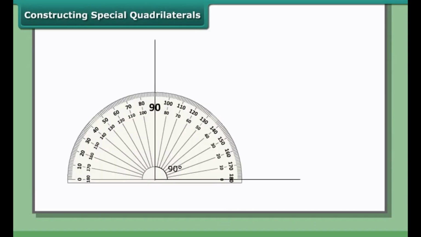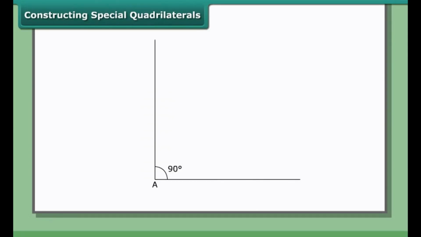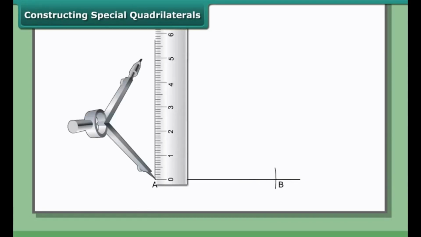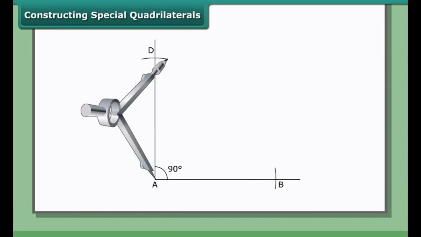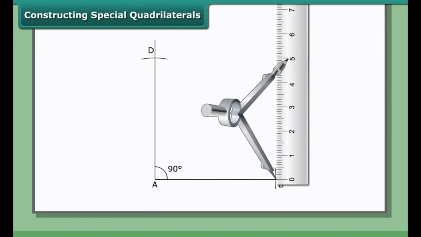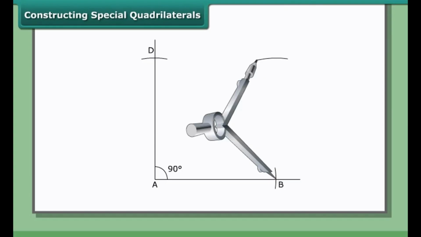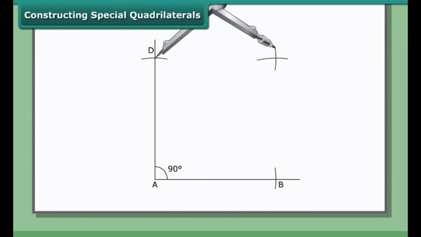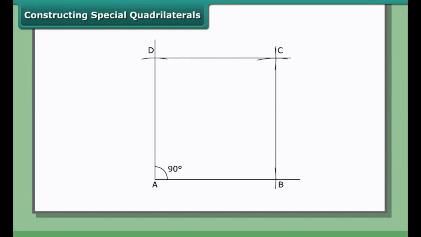Steps. Draw a right angle with a protractor or compass and ruler at a point A. Set the compass to 5 centimeters and cut off sides AB and AD of the square along the arms of the right angle. With B as center and with the same radius, draw an arc. With D as center and with the same radius, draw an arc to cut the arc drawn. Join the point C, where the arcs meet, to the ends B and D of the sides AB and AD to form the square. ABCD is the required square.